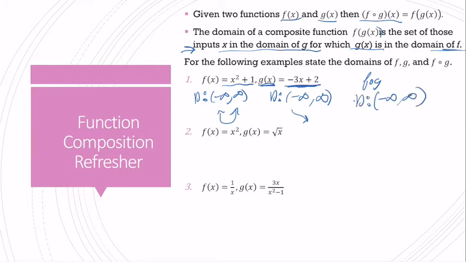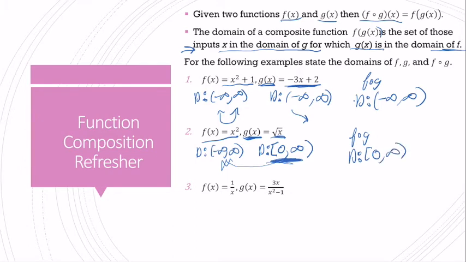Now let's take a look at f of x equals x squared. Well, f of x would have a domain from negative infinity to positive infinity. g of x is the square root function, right? I can only take the square root of non-negative numbers. Its domain goes from 0, inclusive, to positive infinity. So if I compose f with g, I have to take all the values in the domain of g that are also in the domain of f. Well, that's just going to be 0 to positive infinity.